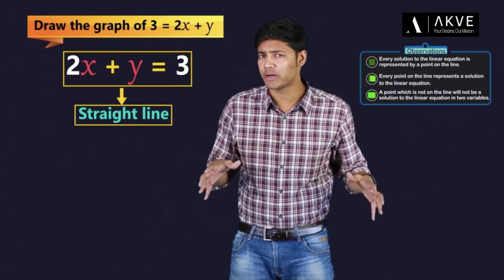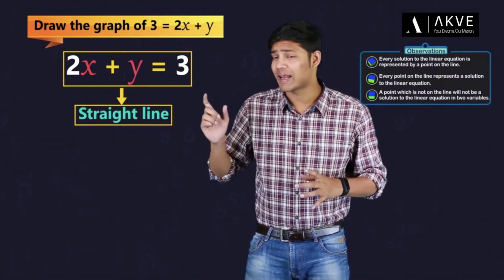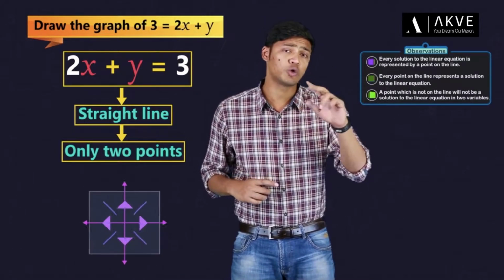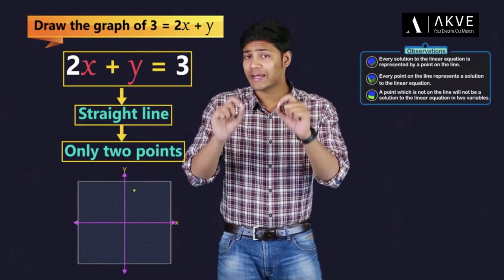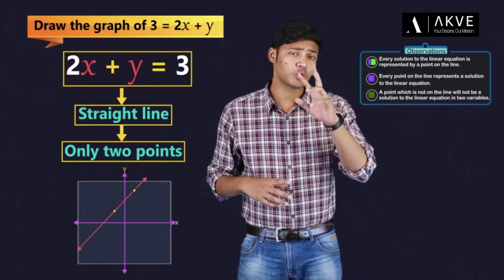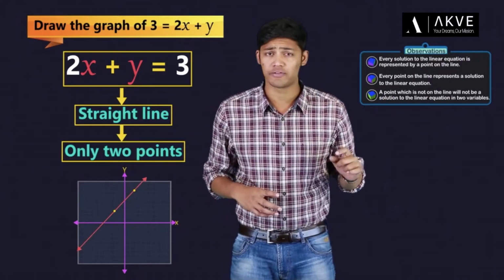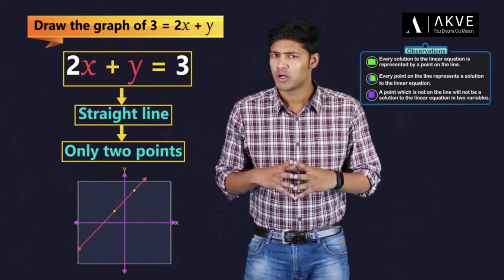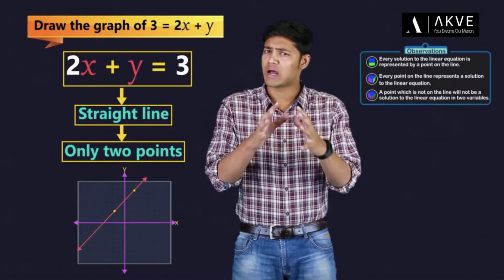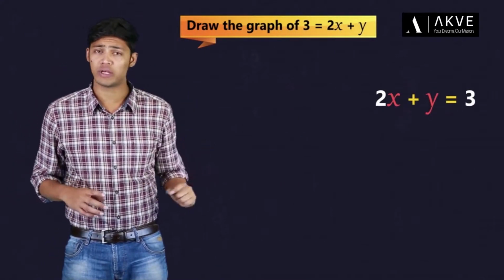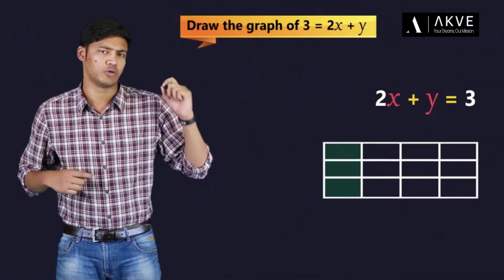Now, how many points do we need to find to draw the line? Just 2. Since we need only 2 points to find a unique line passing through those 2 points. So, we have to find 2 solutions and that would be enough to draw the graph of this linear equation in two variables. But let's find 3 to be absolutely sure. So, the equation is 2x + y = 3 and we have to find 3 solutions.